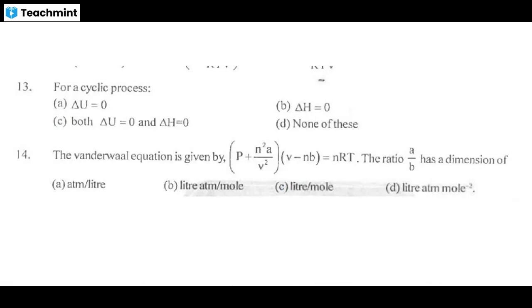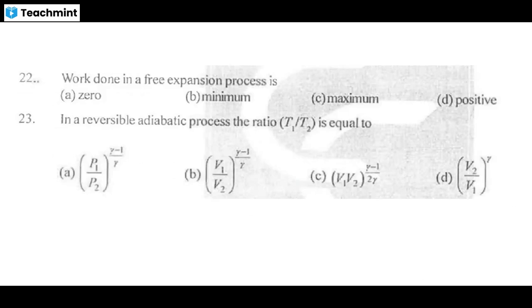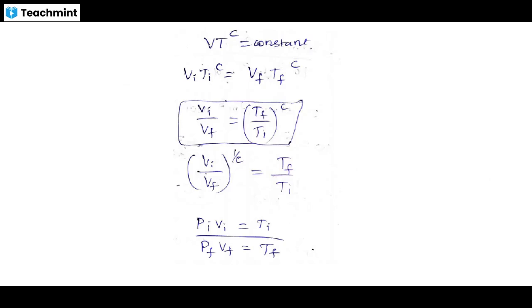Then work done in a free expansion is zero. For the irreversible adiabatic process, T1 by T2 is equal to this, also simple mathematics. You know T V to the power C is constant, or Ti Vi to the power C equals Tf Vf to the power C. The C is nothing but Cvm divided by R.